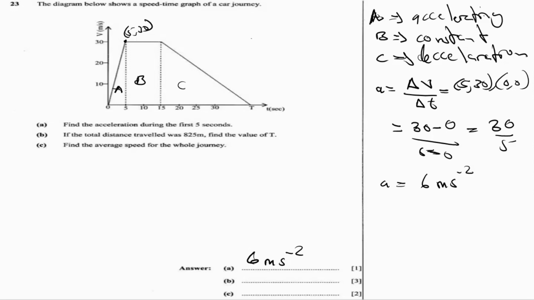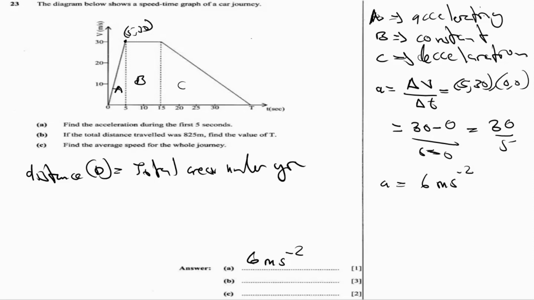Now when we come to the second part, we want to find T, given the total distance of 825. So how do we find the distance in the first place? Given a speed time graph, our distance, which we call D, is going to be equal to the total area under the graph. In other words, it's going to be the area of A plus B plus C.